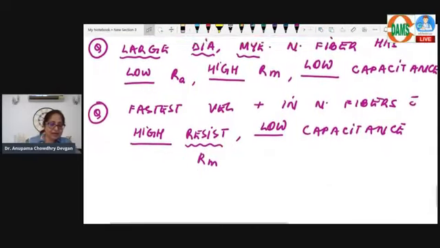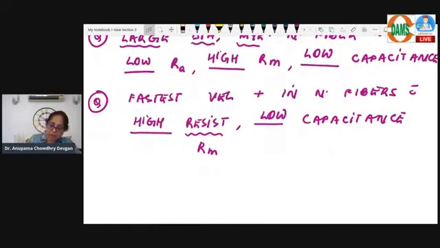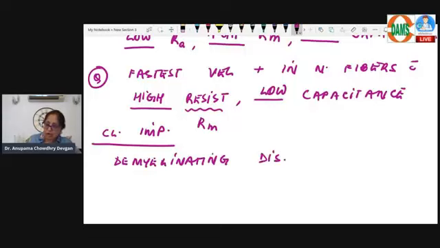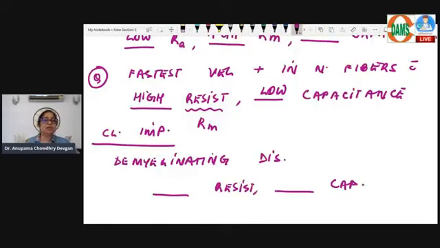Now, what is the clinical importance? Why do I want to know all this? Remember, resistance and capacitance for nerve fibers can be measured. Yes? So that means if there is any sort of a demyelinating disease, a demyelinating disorder, what will happen to the resistance? And what will happen to the capacitance of the nerve fibers?